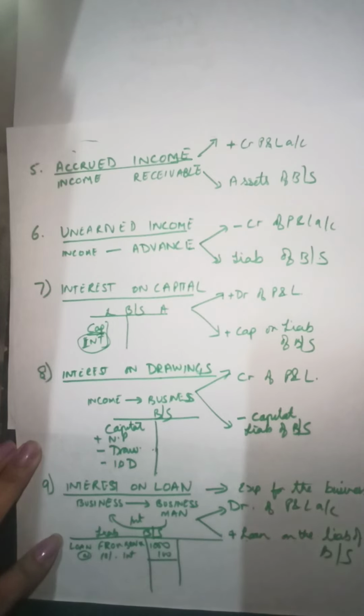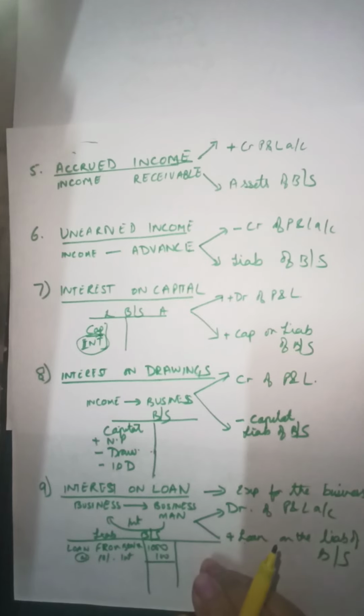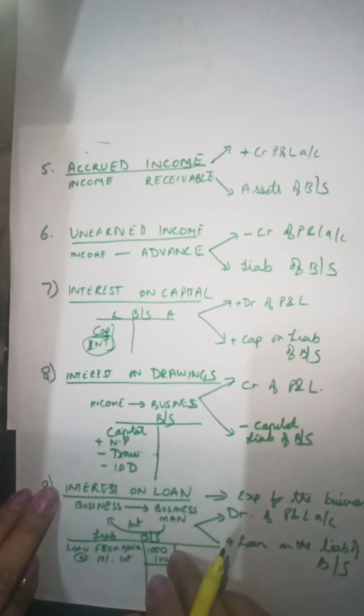Why are we showing this interest on loan there? Because interest on loan is an expense for the business. The business has taken this loan. In case the loan has been taken by the businessman, then it is income for the businessman. If the business has taken a loan from the businessman, then the business is paying this loan interest to the businessman, so it will be income to the businessman. But for the business, it will always be an expense. Are we clear?